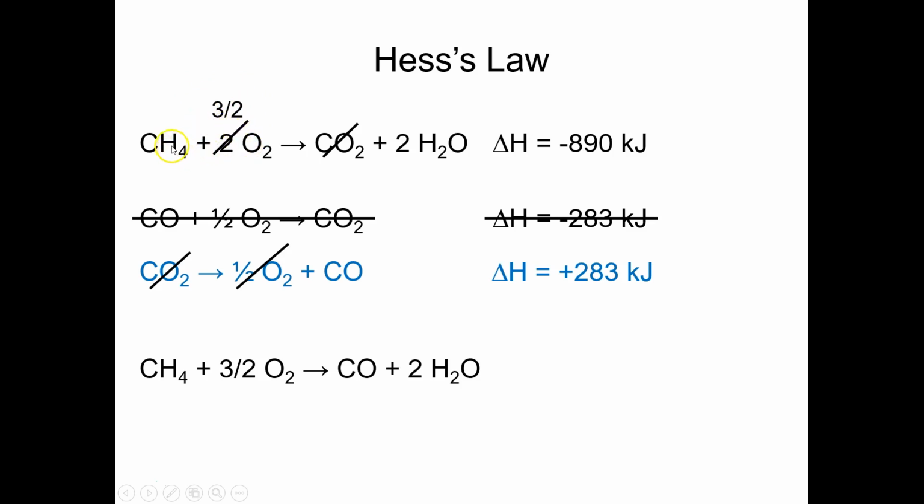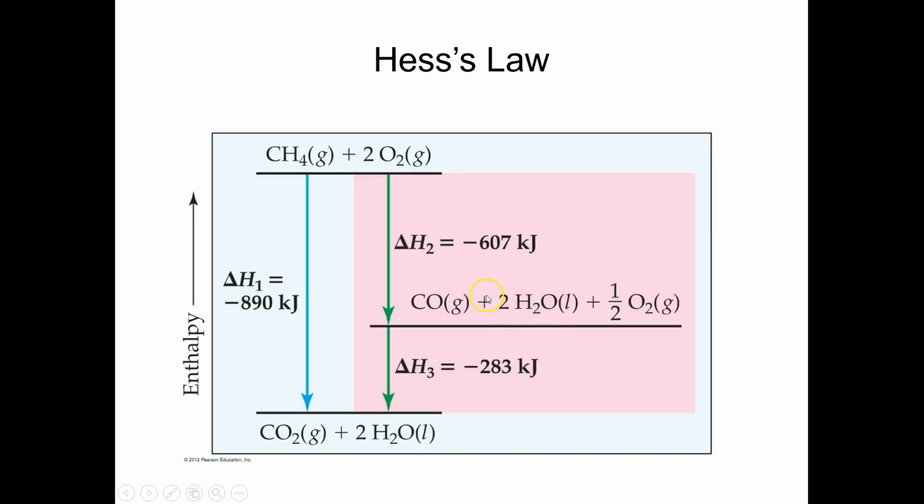And so now you can see I've got what I want. Methane plus 1.5 moles of oxygen gives me carbon monoxide plus 2 moles of water. And so when I add them up, that's the equation I get. And then I simply add up these two enthalpies, so negative 890 plus positive 283 gives me negative 607. And as you'll see, that's exactly what the number was that was written here. So what we've essentially done is taken delta H1 and subtracted out delta H3, and that gives us the delta H for a reaction that we can't run, but whose enthalpy change we can measure indirectly.